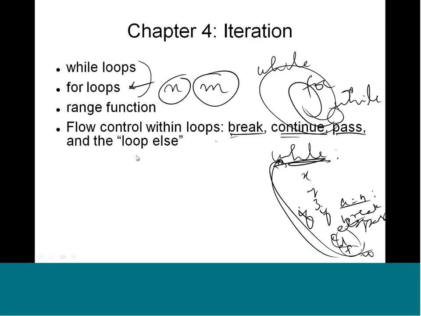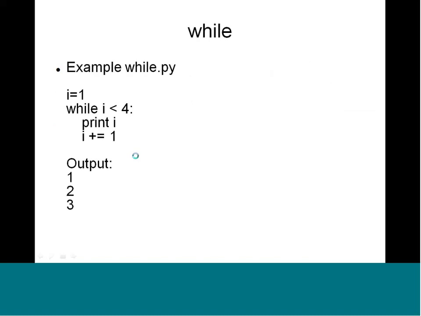So now let's look at some of these conditions. Here is an example of a while loop. We define I is 1, while I less than 4 colon, we say print I and then I plus equals 1. We know that this is the increment operator that we studied earlier. So since I is 1, it prints 1, and then I gets incremented to 2, and it goes back, and I less than 4 is still true, so it executes.